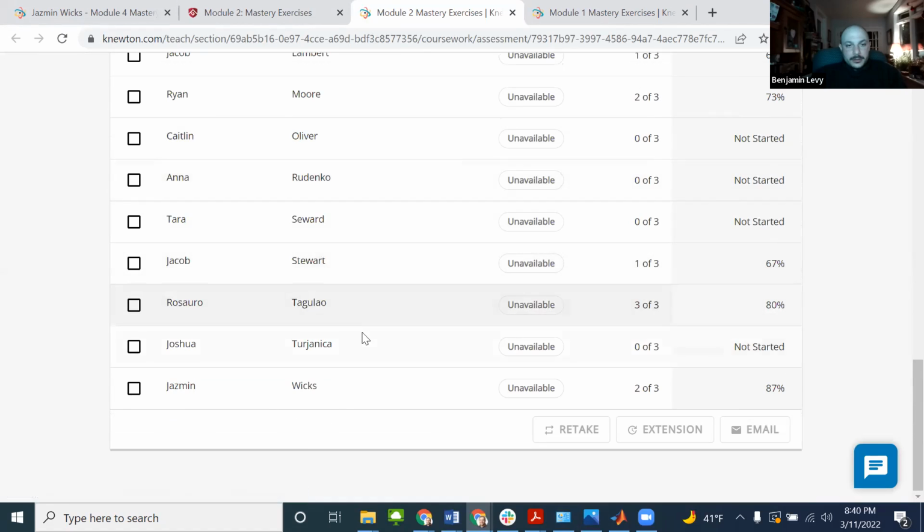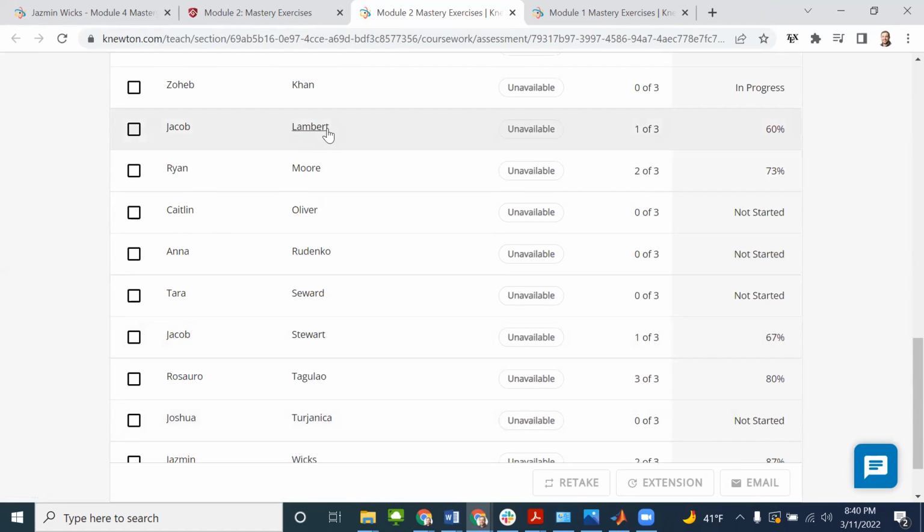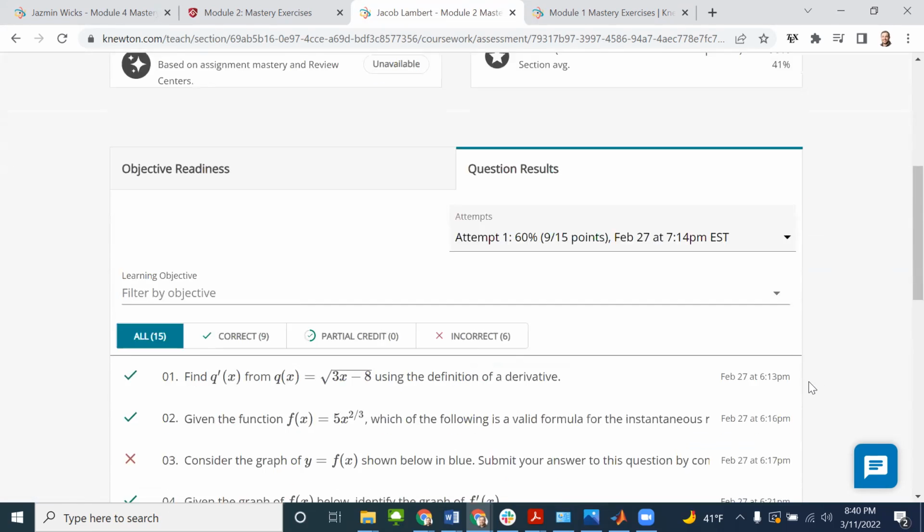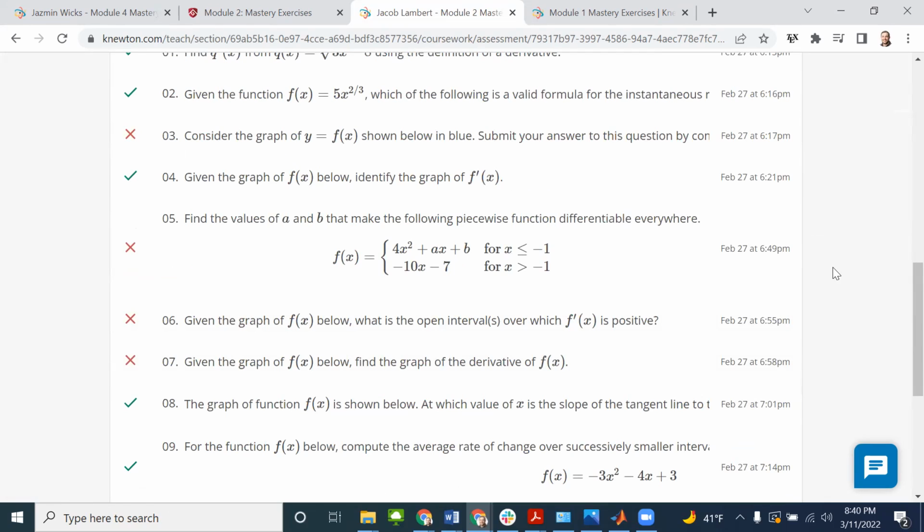Are you looking for me? It was Lambert. Yeah, I've been struggling so hard in this. So, this one.